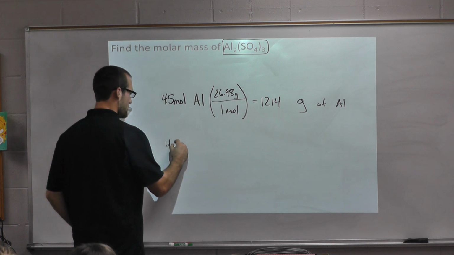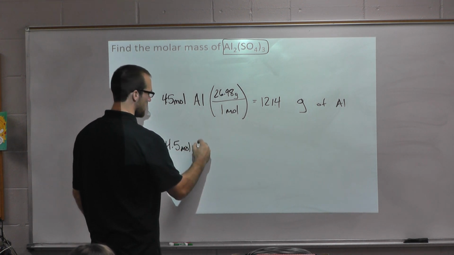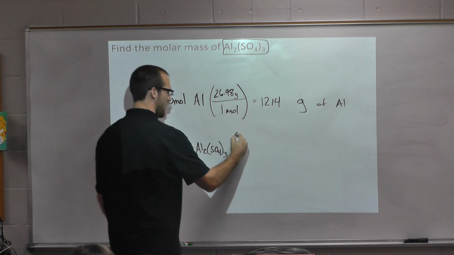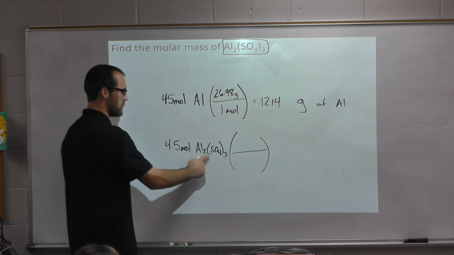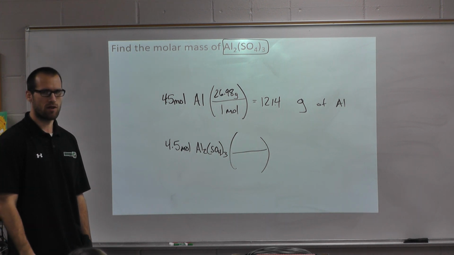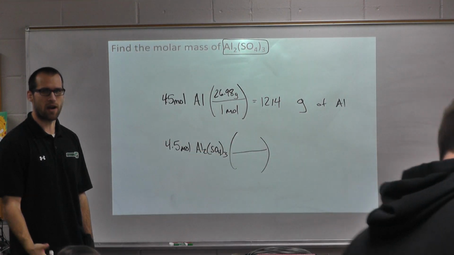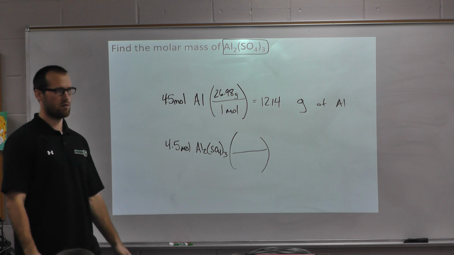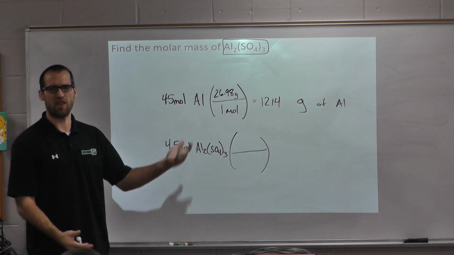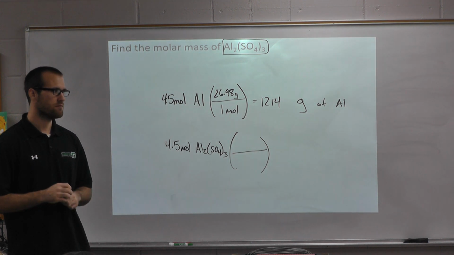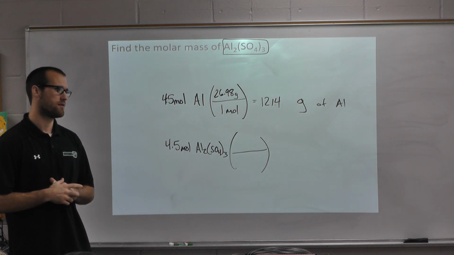So let's say I got 4.5 moles of Al2(SO4)3, and I want to figure out the mass of 4.5 moles of this. First off, are they going to be the same? No. Which one's going to be bigger? The second one, the bigger one. But the question is I need to find the molar mass of this. I can't just look at one thing, can I? So you multiply aluminum's mass by 2, sulfur's mass by 3, and oxygen's mass by 12.